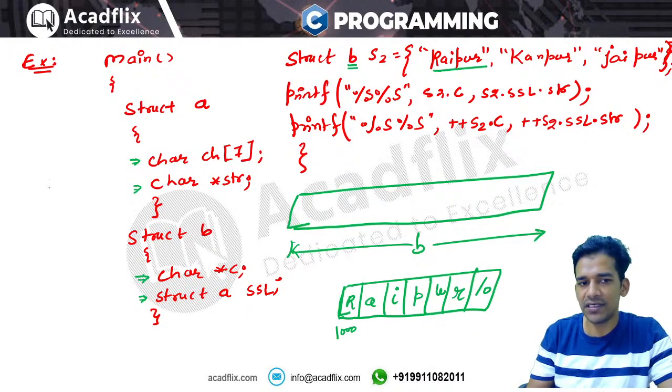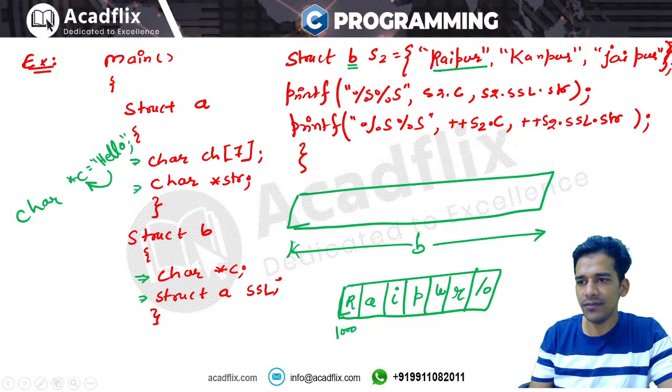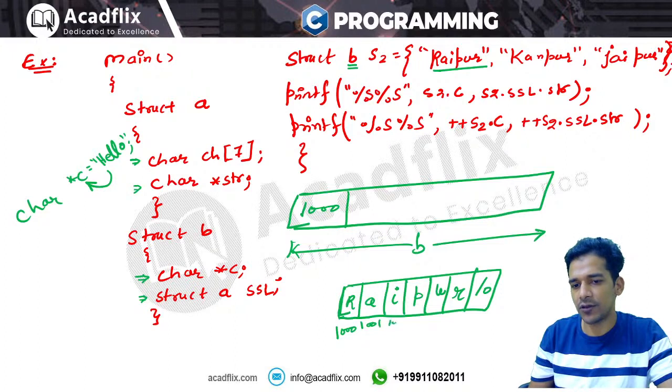When we say char star C equals any string, this means that this string will be stored somewhere in the memory, and the base address of this string will be passed to the pointer C. C is a character type pointer. So the first member will have the location of the string Raipur, the base address of the string Raipur. The following characters will have addresses 1001, then 1002, because a character takes only 1 byte. Like this, they will have the addresses.